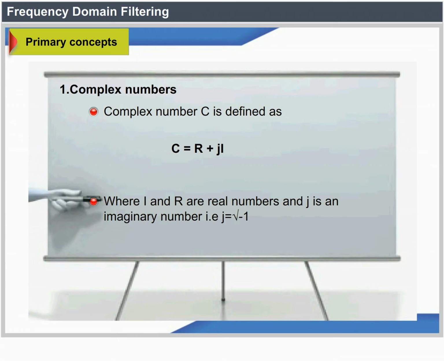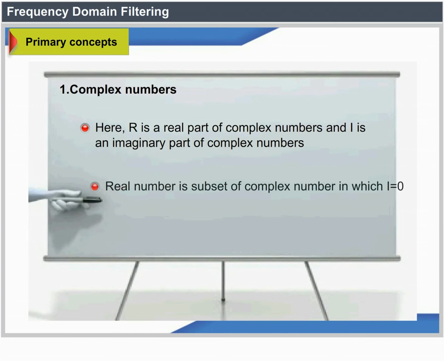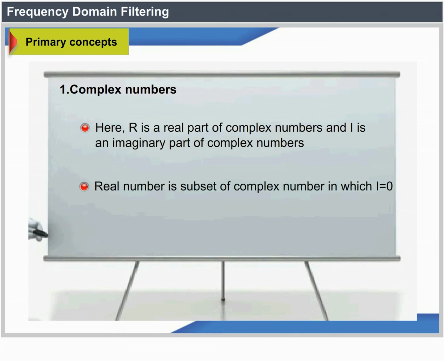Complex plane. Complex numbers are viewed geometrically as points in a plane. Values of R run along the real axis and values of I along the imaginary axis.